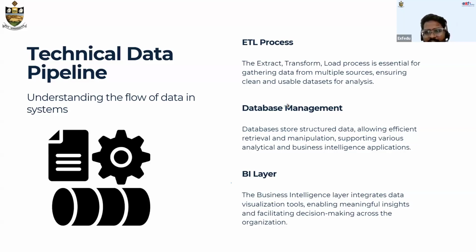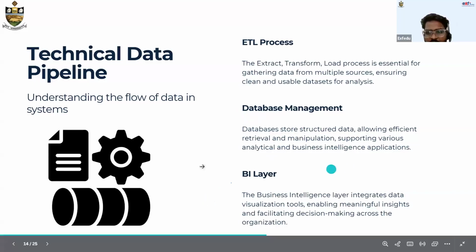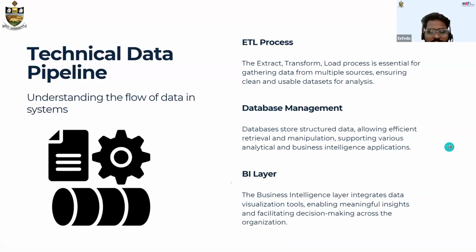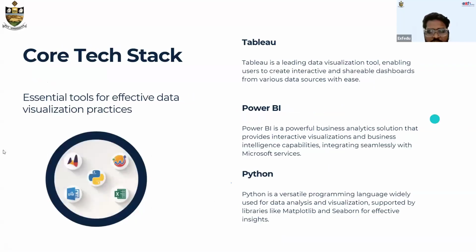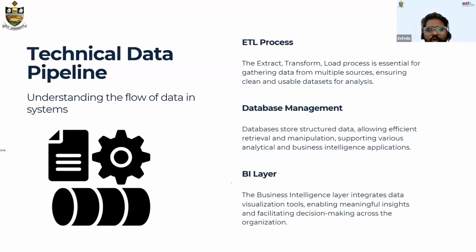The next thing is database management. However, it's not just about database management; it can be SQL to Excel even. It's all about how you retrieve and manipulate the data. And the final process is the BI layer. Here is where you have the entire data with you, and it's your task to pick the right chart and make a visual. Based on the scenario, you'll decide which chart needs to be picked.